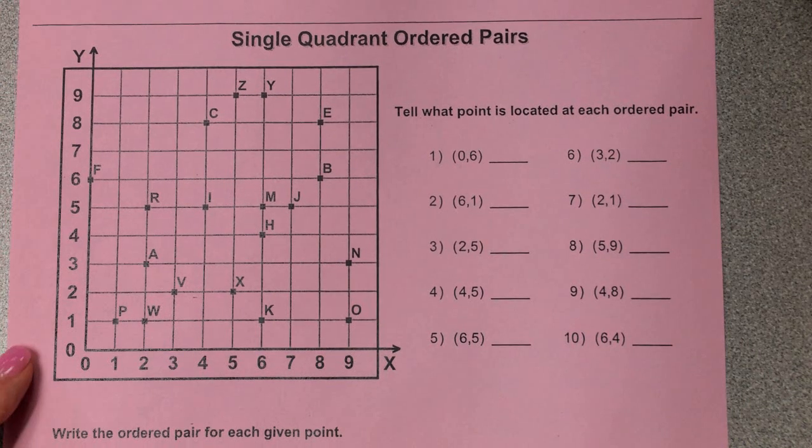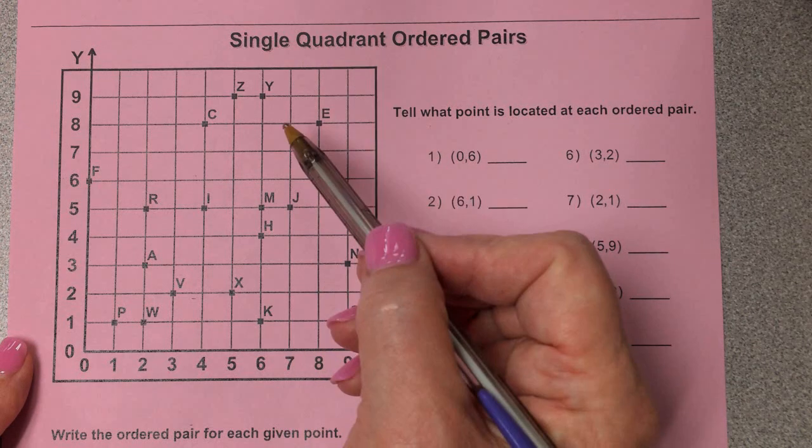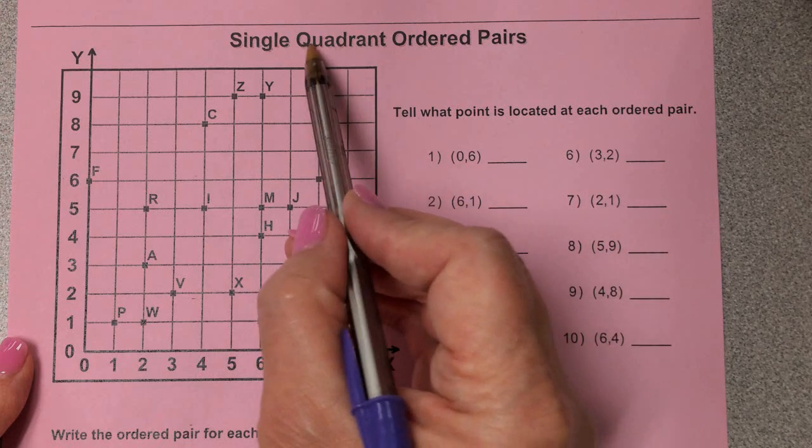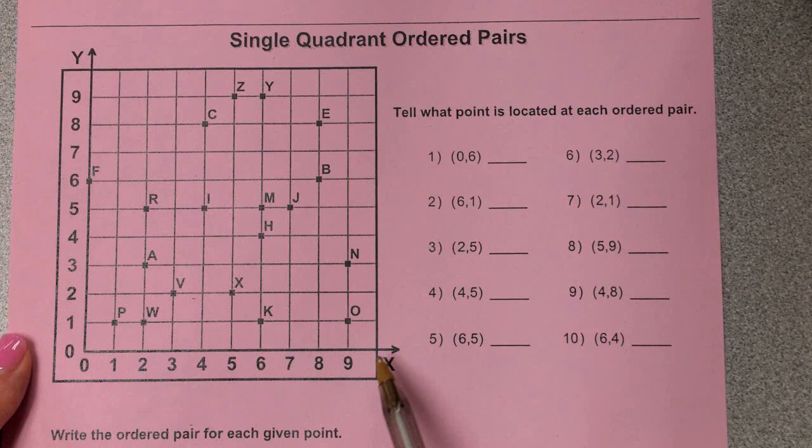This page is called Single Quadrant Ordered Pairs. A quadrant is a fourth of something, because our word quad means four. Single because it's one part of really four sections on the whole giant coordinate plane. And ordered pairs because that's what we're dealing with here.